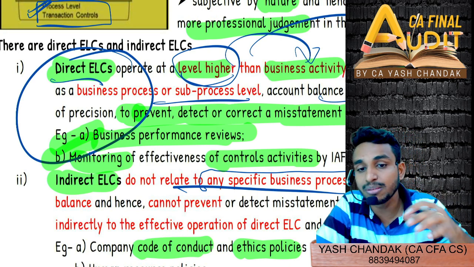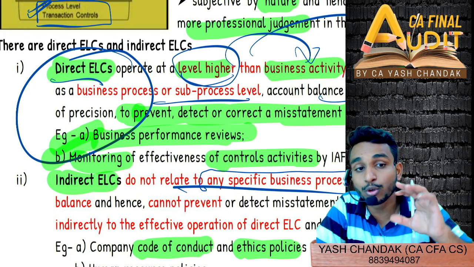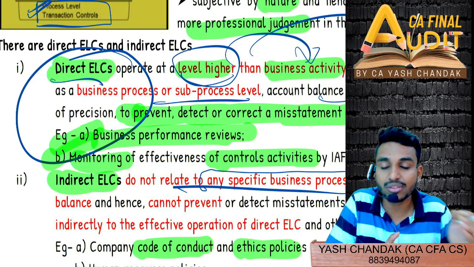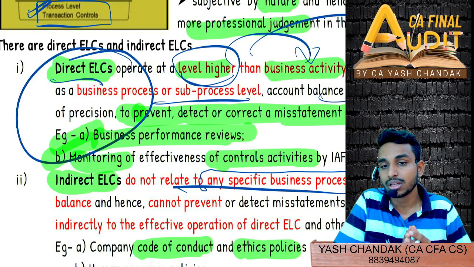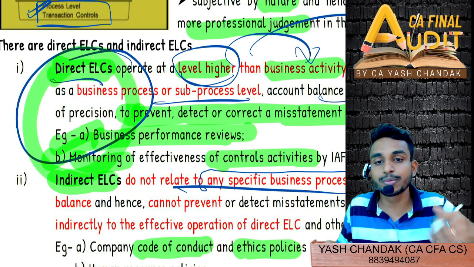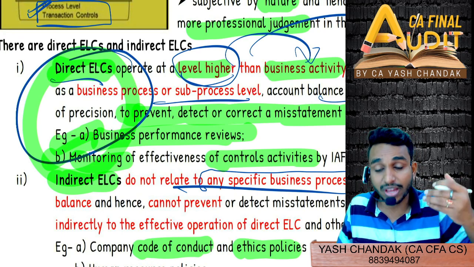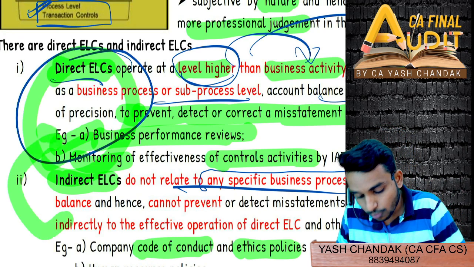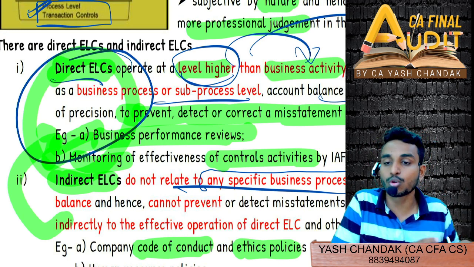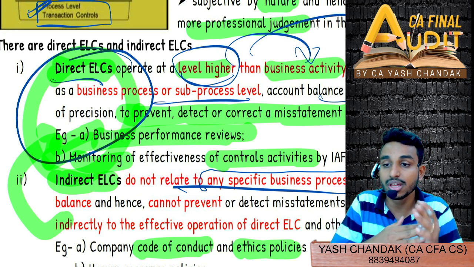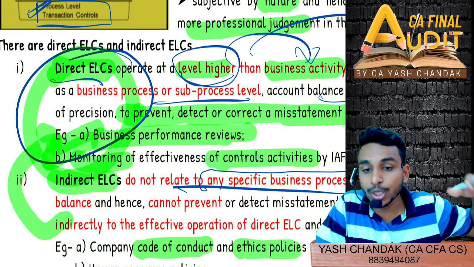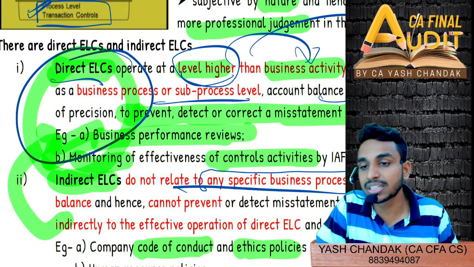When will you actually detect that a misstatement has occurred? When you perform the review procedure, when you perform the monitoring, that I will monitor this next year whether the controls are still adequate or not. So when you do these direct ELCs, then only will you be able to detect the misstatements, not just because you are complying with the policies and procedures. Once you comply with the policies and procedures, yes, you will know that once a year I have to monitor. So because of these policies, because of this code of conduct, you are able to follow the monitoring policies, which fall under direct ELC. But they are not directly helping you to detect. They are helping you to follow the direct ELCs, which will detect the misstatements.